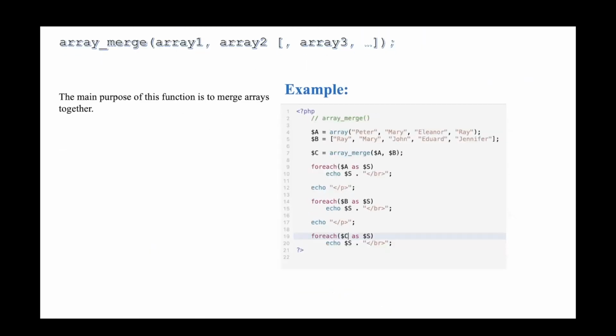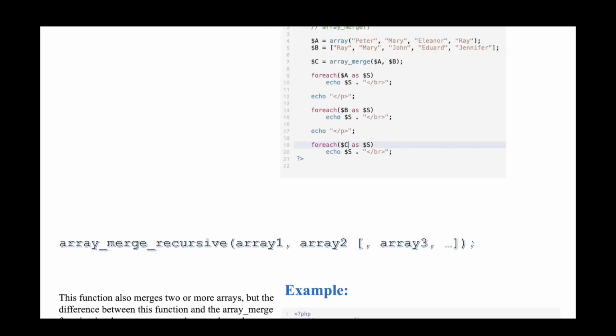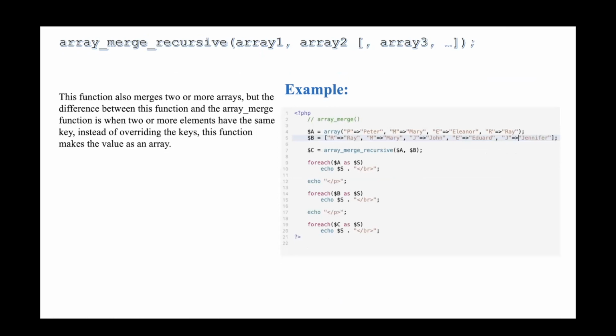Obviously the merge, as it states, is to merge arrays together, puts them together. Recursive is used when you have, you can use it when you have multidimensional arrays. We have 2 or more arrays, but the difference between the arrays, when they have the same key, instead of overwriting the keys, this function makes the value an array. So you can use it for multidimensional arrays, or when they have the same keys. It doesn't keep one key, it actually has 2 keys.